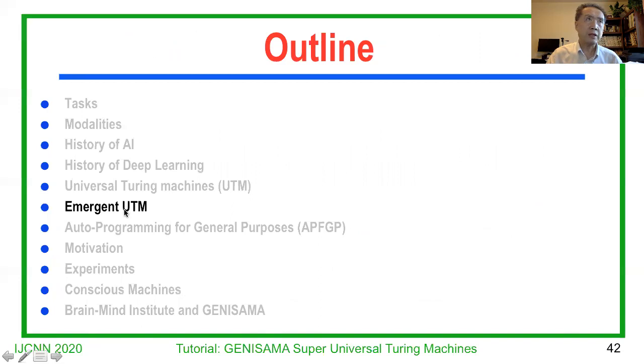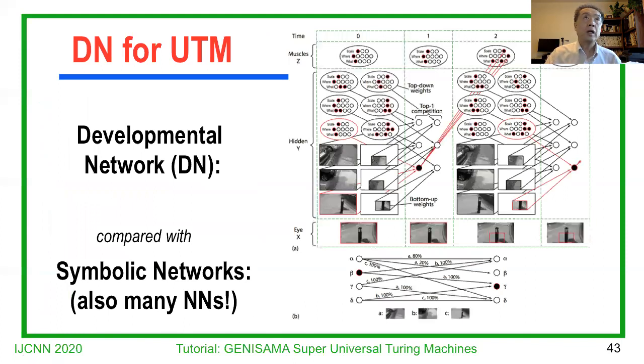Now I move to our next section, emergent UTM. Now this UTM is handcrafted. How do we make a UTM emerge automatically? So we have designed a developmental network, DN, that enables a UTM to emerge. I will compare it with a symbolic network. Let's do the symbolic network first.